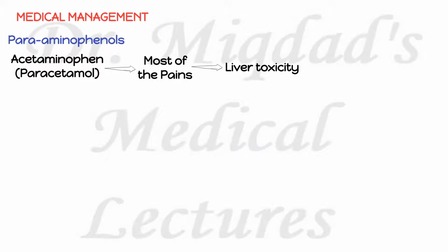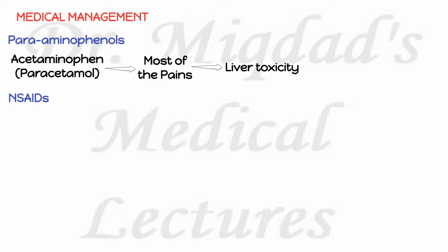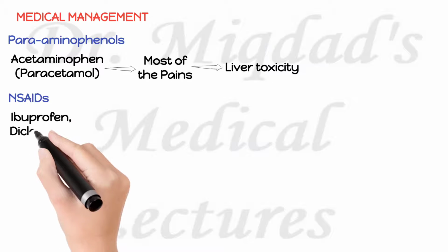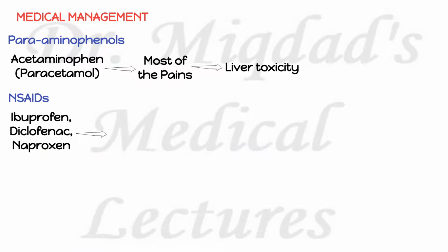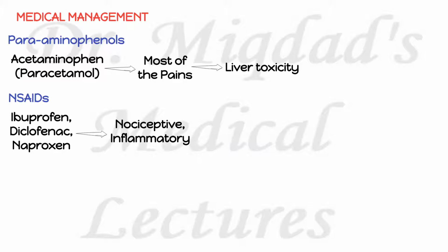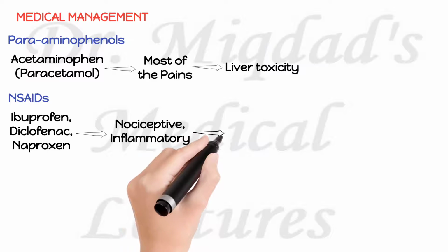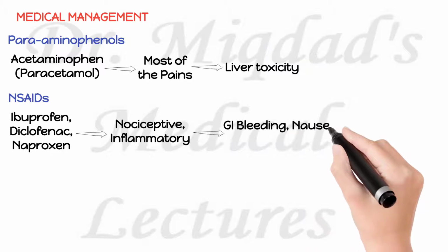Next class is NSAIDs or non-steroidal anti-inflammatory drugs. These include ibuprofen, diclofenac, naproxen, etc. They can be used effectively for nociceptive or inflammatory type of pains. To understand the different types of pains, please watch my previous videos on pain. So we were discussing about NSAIDs. So the most important possible adverse effects of these drugs, they are gastrointestinal bleeding, nausea, and cardiac risk.